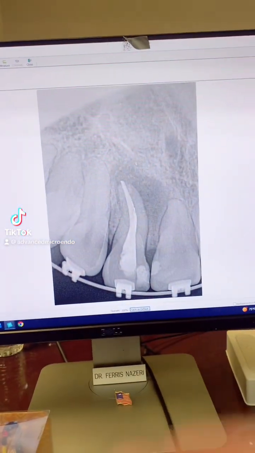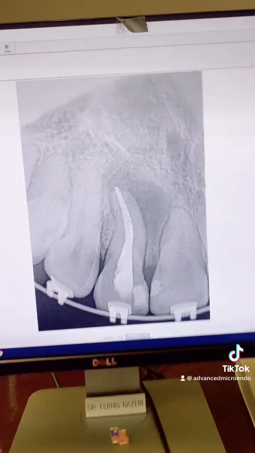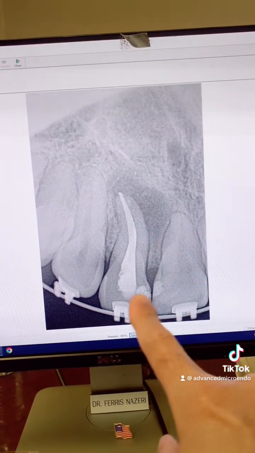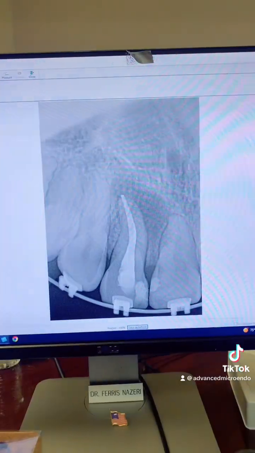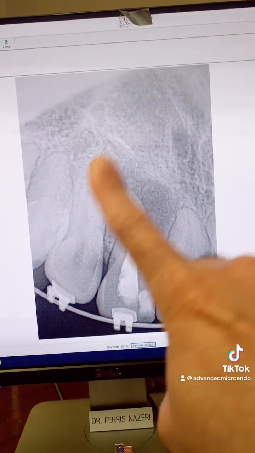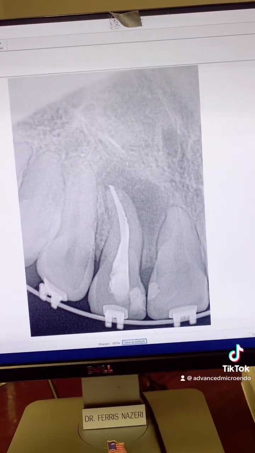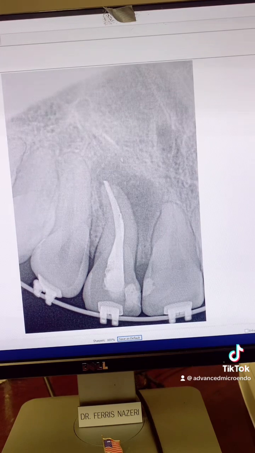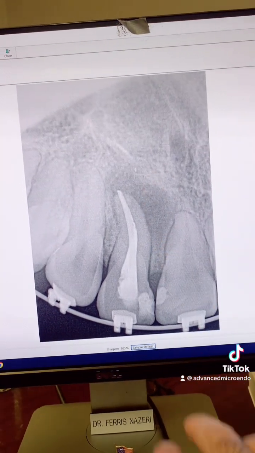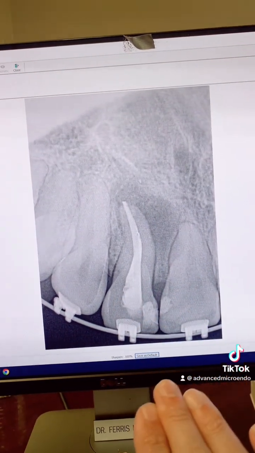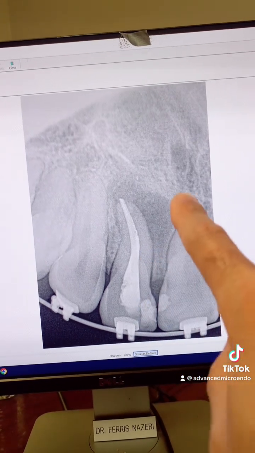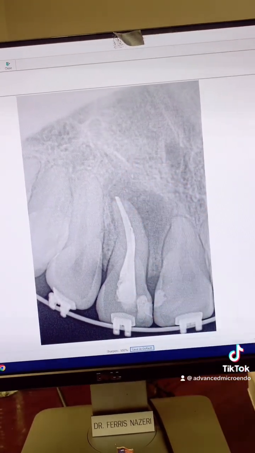This patient was referred to me a year and a half ago for endodontic retreatment of this tooth, tooth number 7. The root canal was done 5 years prior to that in a Western dental by a general dentist. And the patient had symptoms, had pain. And you can see why. Look at that periapical radiolucency right there.